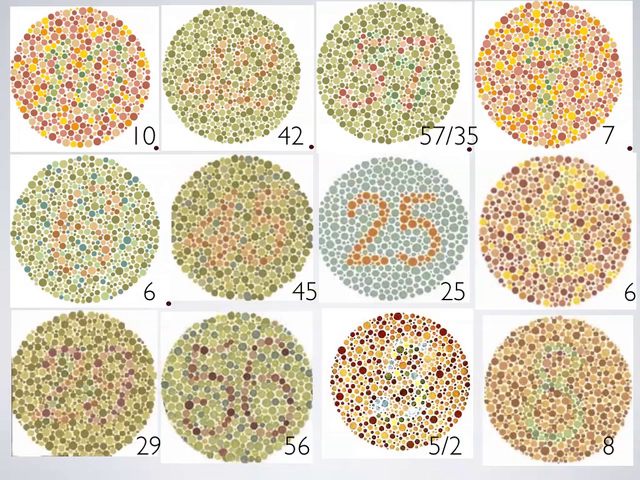Now, an interesting thing about color blindness is that it is called a sex-linked trait. And usually sex-linked traits are more common in males than they are in females. Sex-linked traits, like some types of color blindness, are genes that are carried on the X chromosome. And color blindness is a recessive trait.